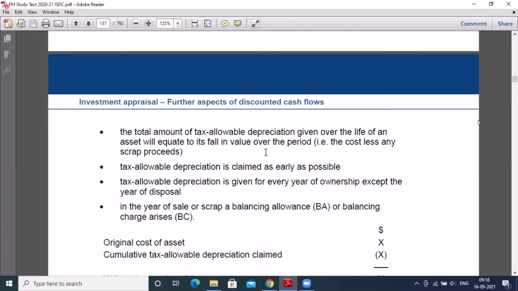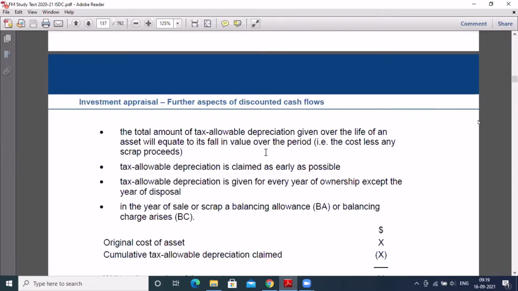Now most of the tax authorities will allow us to claim higher depreciation when the asset is new and lower depreciation when the asset becomes old. It means the main agenda of tax authorities is to allow the depreciation to be claimed as early as possible. Now the tax allowable depreciation is given for every year of ownership except the year of disposal. Do remember, when the asset is disposed, in that particular year we cannot claim any depreciation.